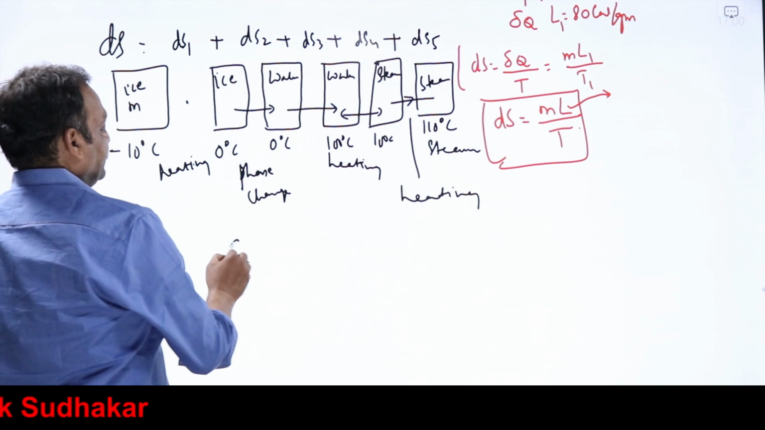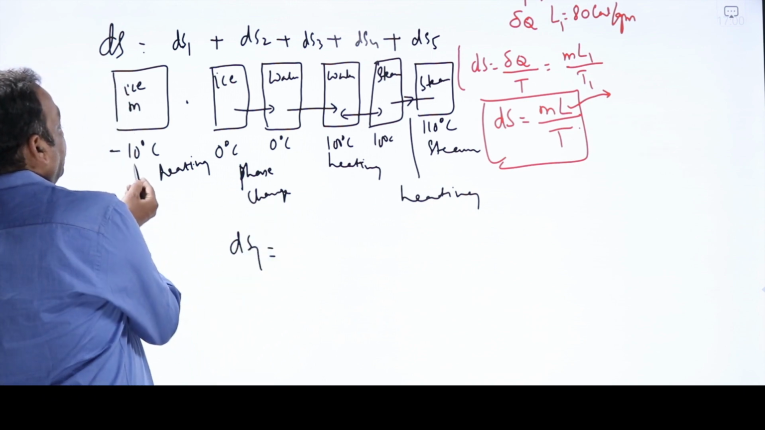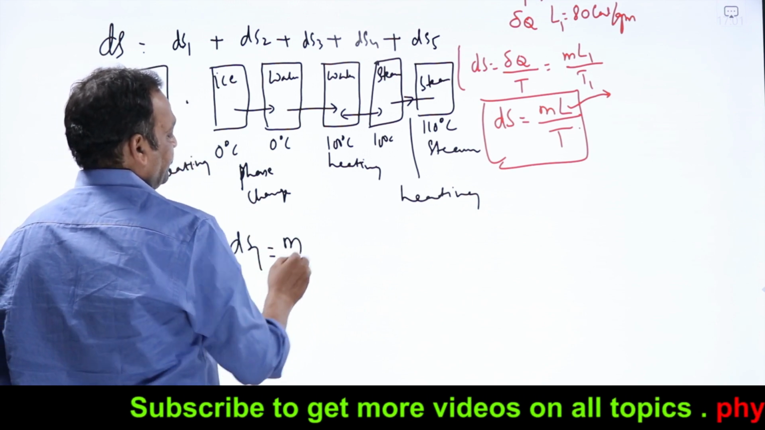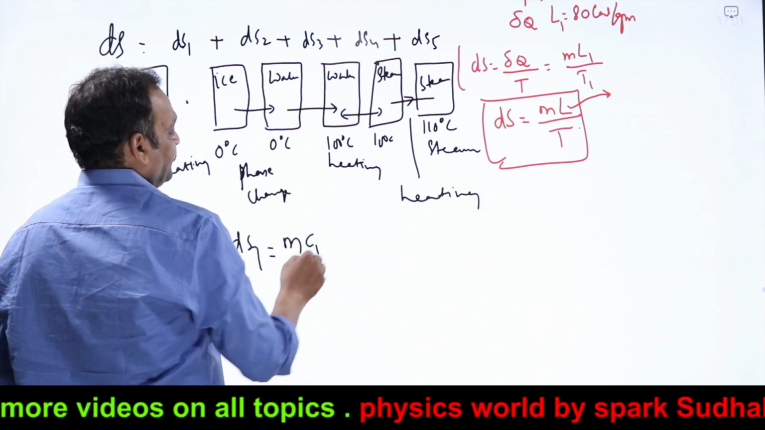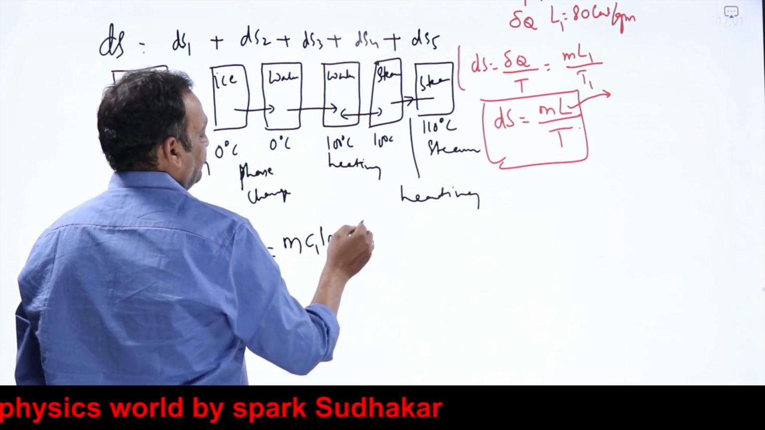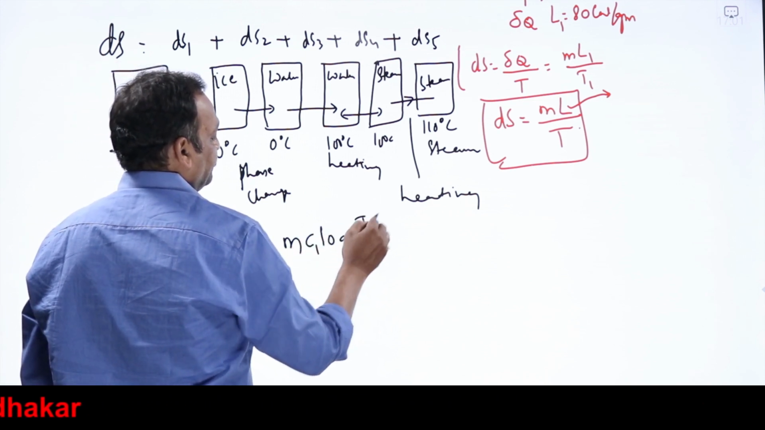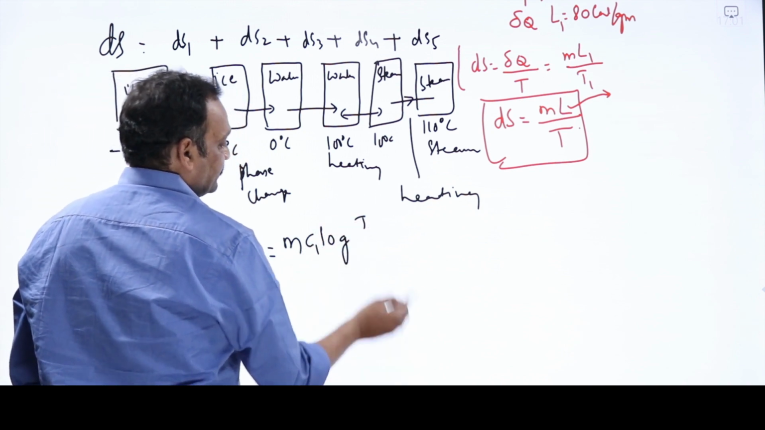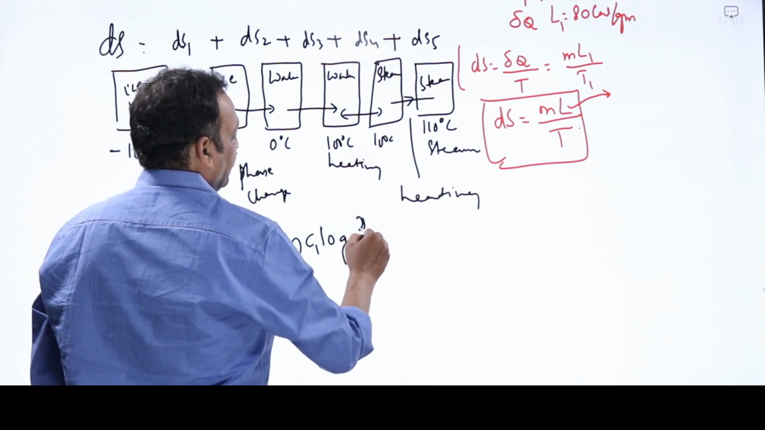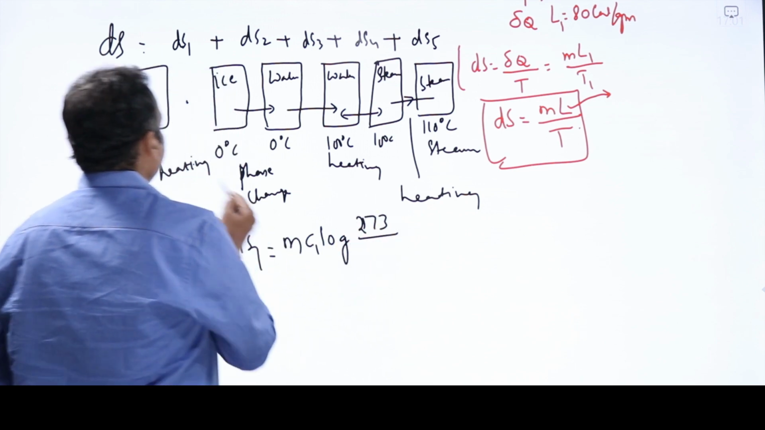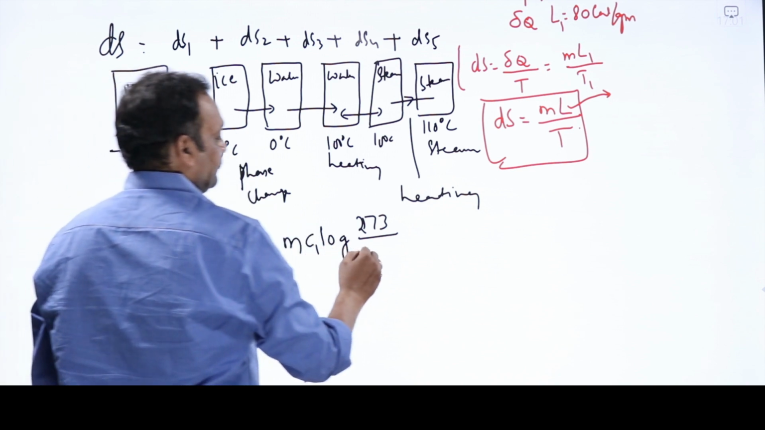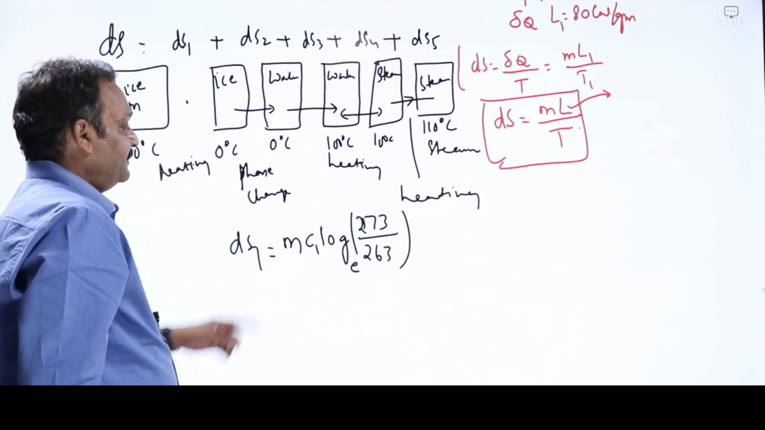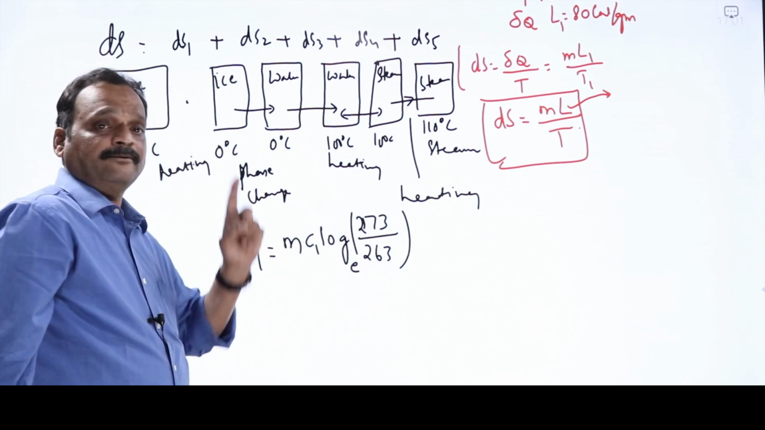Now what is DS1? DS1 is heating the ice from minus 10 degrees Celsius to 0 degrees Celsius. We have m grams of ice with specific heat of ice C1, log of final temperature by initial temperature. Final temperature is 0 degrees Celsius, which is 273 Kelvin. Initial temperature is minus 10 degrees Celsius, which means 273 minus 10, 263. Here, this is m C1 log 273 by 263.